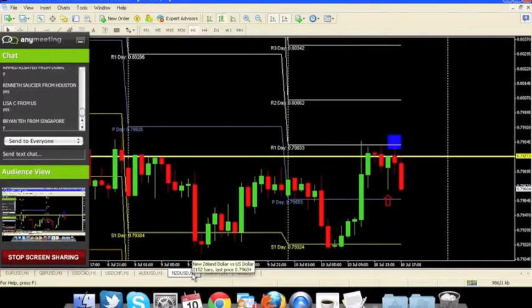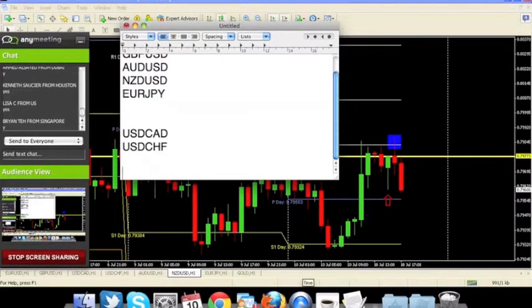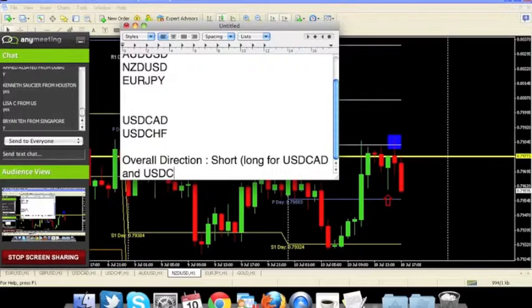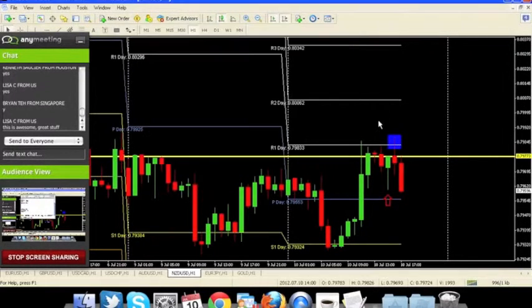New Zealand dollar. The next candle opens up. We don't sell. We don't buy. We can wait. What is the overall direction? How many pairs are actually saying sell, sell, sell? Majority, right? Majority is saying we're gonna go down. So you know the overall direction. The overall direction is short and long for these opposite pairs. You already know that.